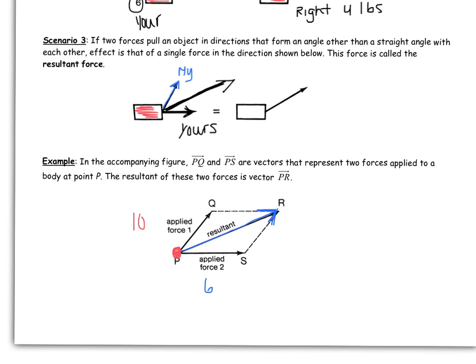So again, this one at 10 is going up. I'm pulling the box up. This one over here at 6, I'm pulling the box to the right. Okay, so what's going to happen? Well, that box is going to move in a direction here. Now this angle in here is not going to be the same because they're not the same forces. So let's try some examples. Let's go to the next page.